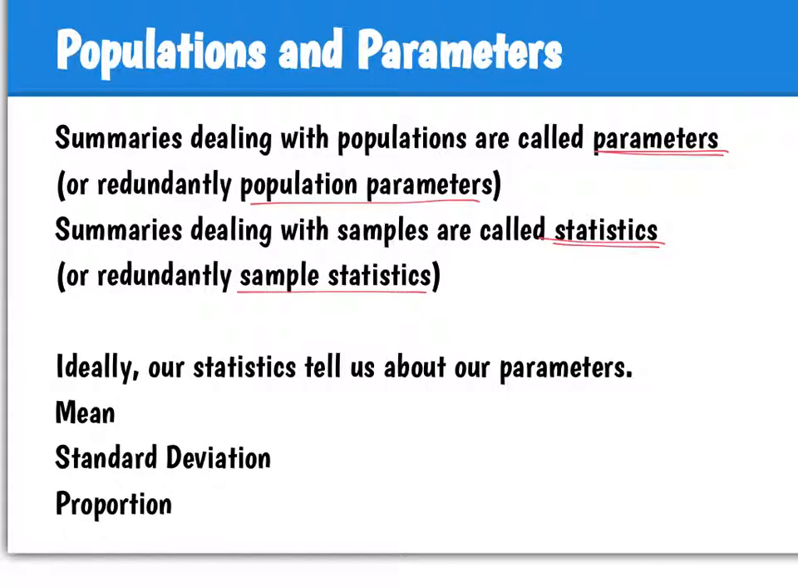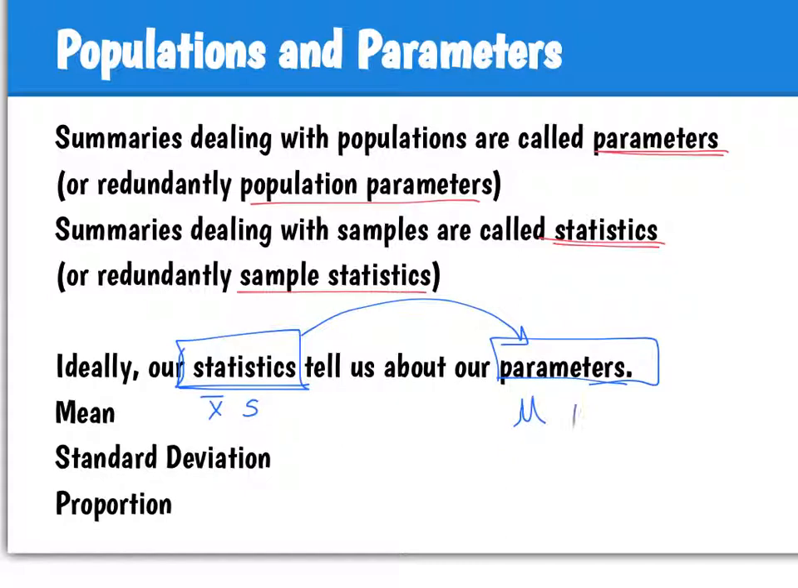Ideally, when we do a survey, our statistics, like x bar and s, tell us about our parameters, which were mu and sigma. And then the proportions, that was p hat and p.